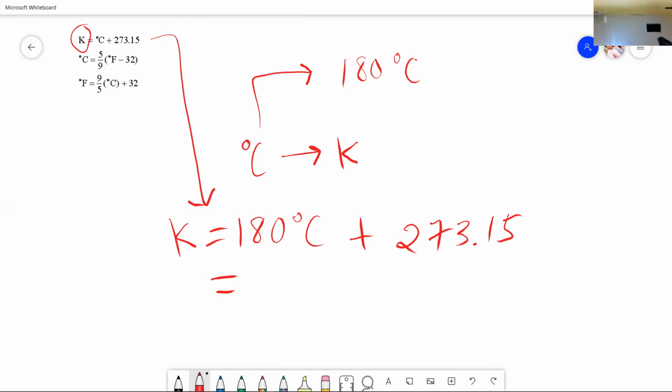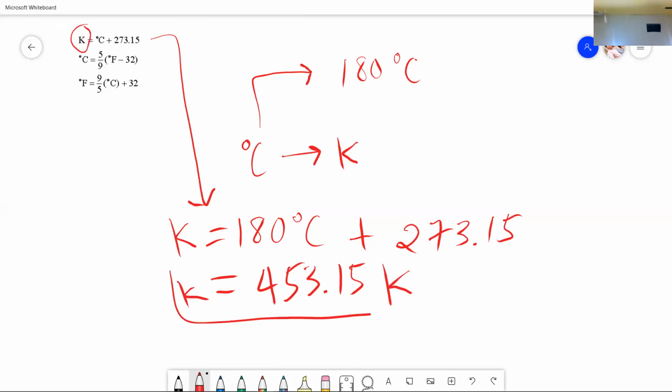So 180 plus 273.15, and that is 453.15 Kelvin, and that is the unit. That is the amount of temperature we have from 180 degrees Celsius to Kelvin.